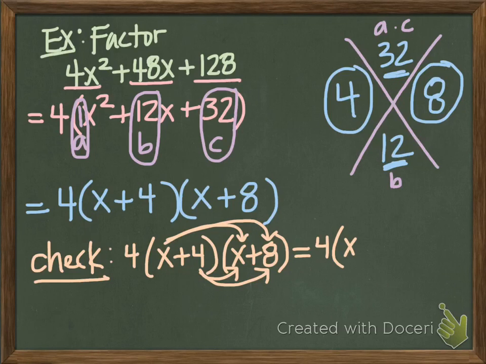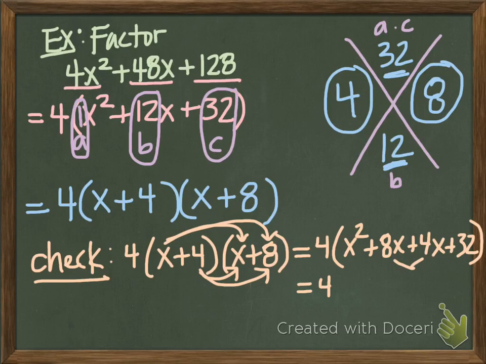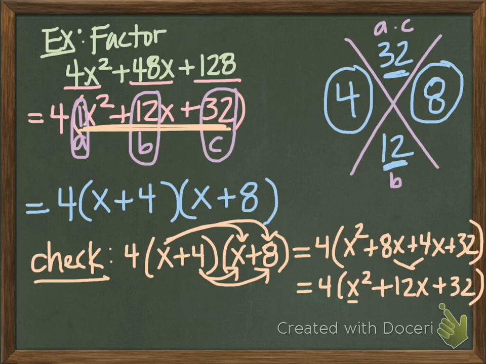x times x is x squared. x times 8 is 8x. 4 times x is 4x. 4 times 8 is 32. So remember, we can usually add those two middle terms together, which is going to give me 4 times x squared, 8x plus 4x is 12x, and then plus 32. I can already see that this part matches this part. So now I just need to distribute that 4 to make sure that I get the original expression.